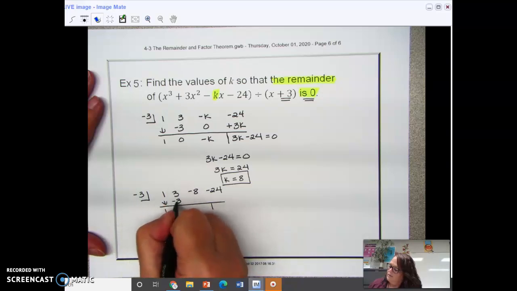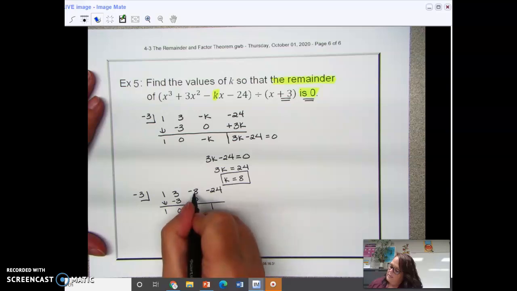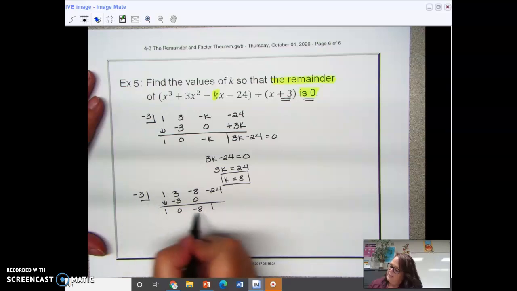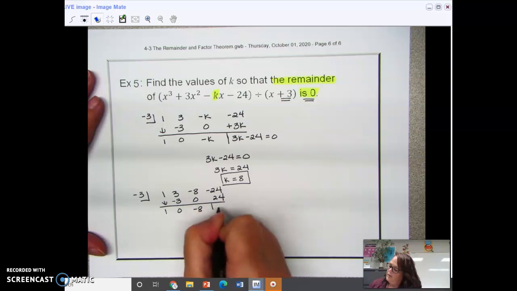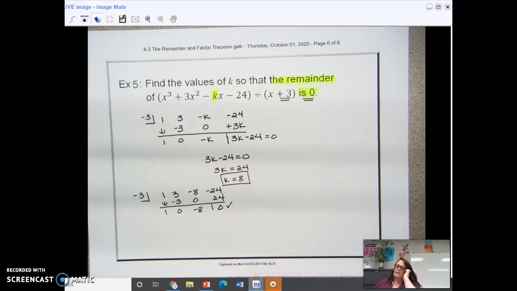-3 times 1 is -3. That sum is 0. And then times 0, I get 0. The sum is -8. I get positive 24. And the remainder is 0, just like I wanted it to be.